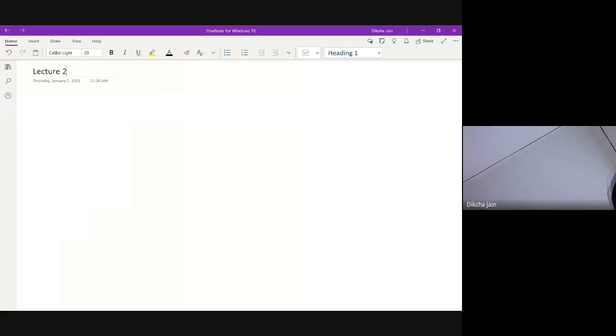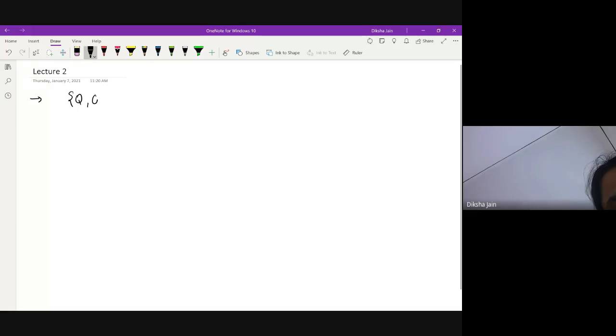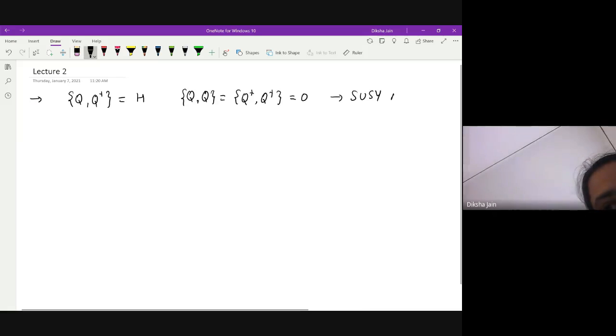So in the last lecture, we derived the SUSY algebra. What we derived in the end was that H equals Q Q dagger plus Q dagger Q, and Q squared equals 0. This is the SUSY algebra. I gave this as a homework. I hope you guys checked it.